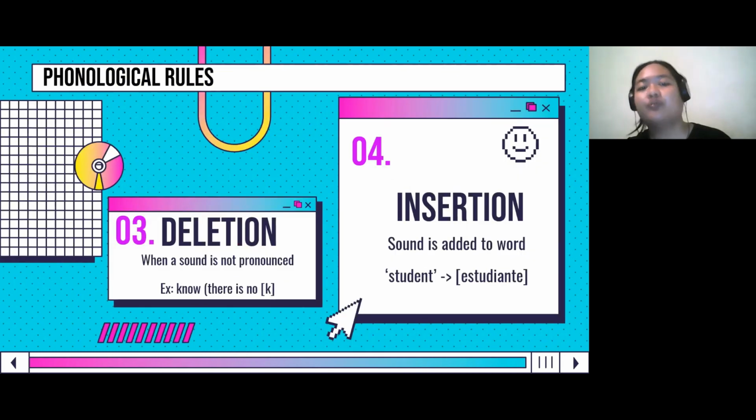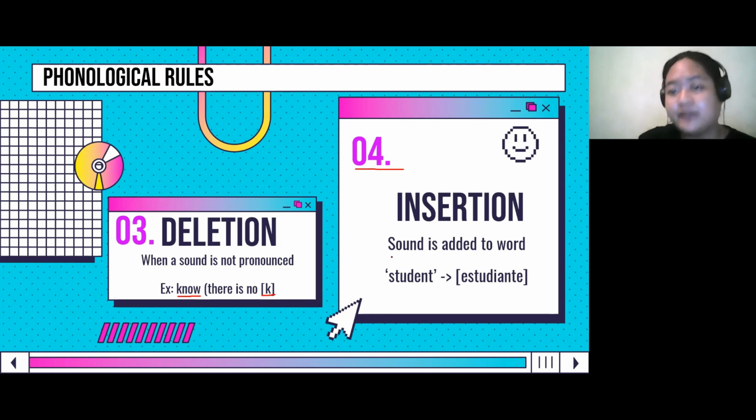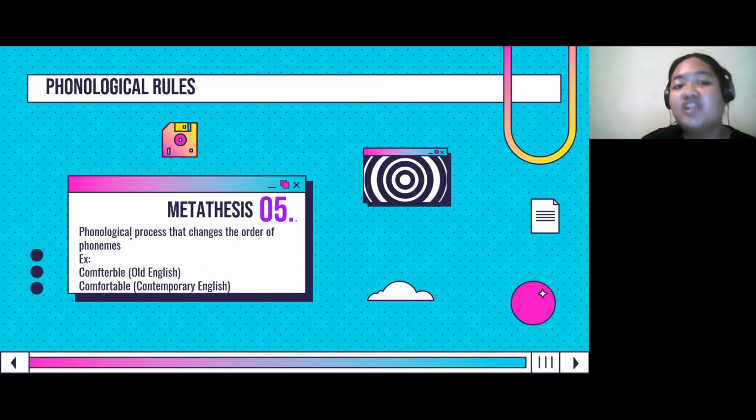The deletion rules. It happens when a sound is not pronounced. So for example here, how do you pronounce it? No, there is no k sound here. So it's not I know or you know, but I no, you no. And next we have insertion. Insertion happens when a sound is added to the word. In English we have student, but in Spanish we need to add a sound at the beginning of the word. It becomes estudiante, right?